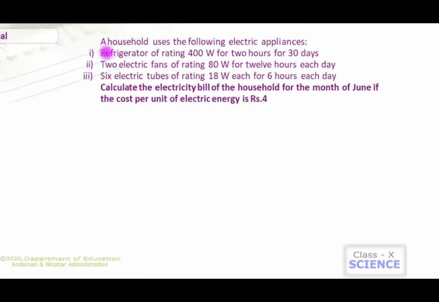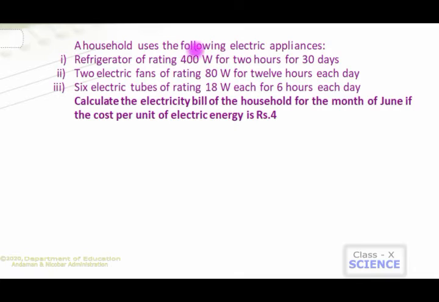Now look at the question. A household uses the following electrical appliances. What are those? A refrigerator of rating 400 watt for 2 hours for 30 days. The second appliance, 2 electric fans. Here you see 2 electric fans of rating 80 watt each for 12 hours each day. And the third one is 6 electric tubes of rating 18 watt each for 6 hours each day.